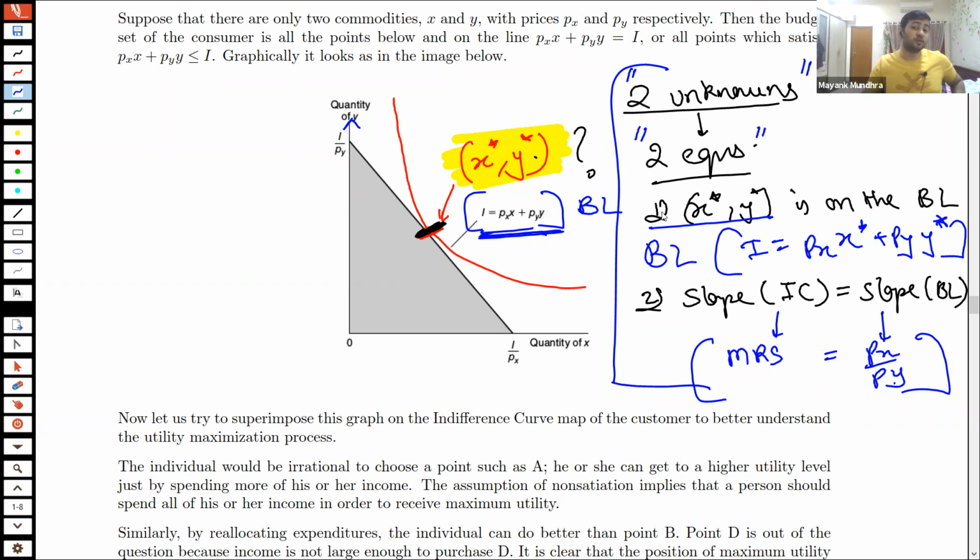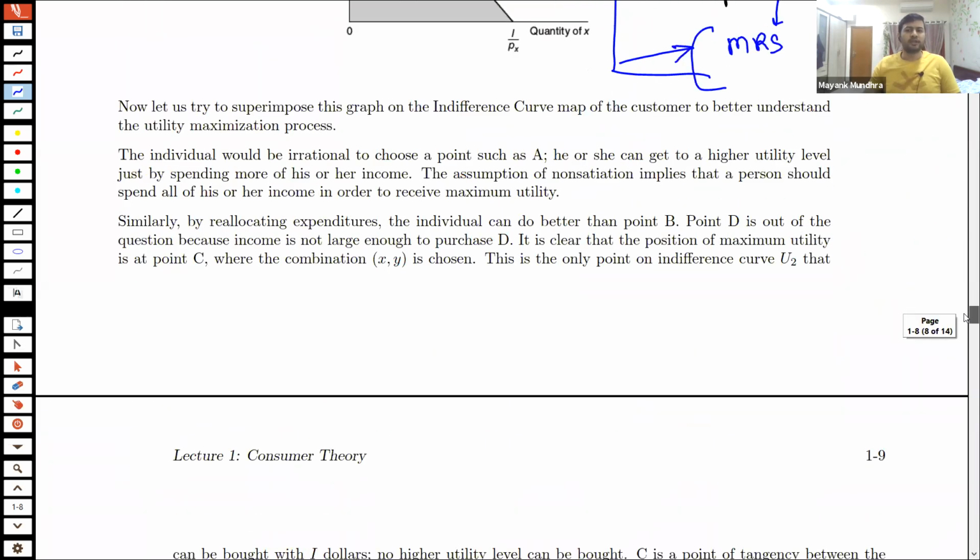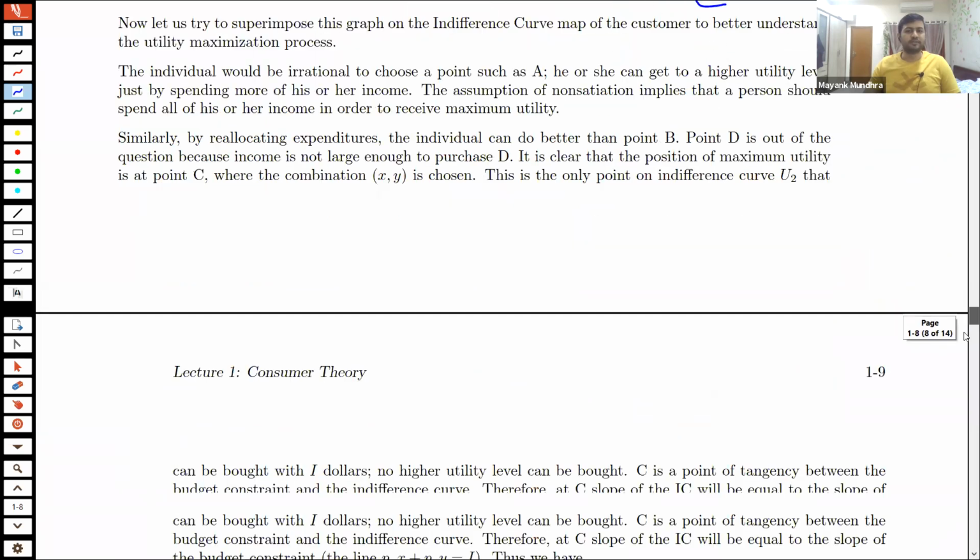To identify two equations, you have to find certain properties about this point X star Y star. So what can you say about these points? You can say that this point lies on the budget line, which gives you equation number one. You can say that this point is the point of tangency, which gives you equation number two. So this is how you need to think about problems in economics, and that will help you even in questions which don't seem like very characteristic economic type of questions. Okay. So that is for the two goods case.